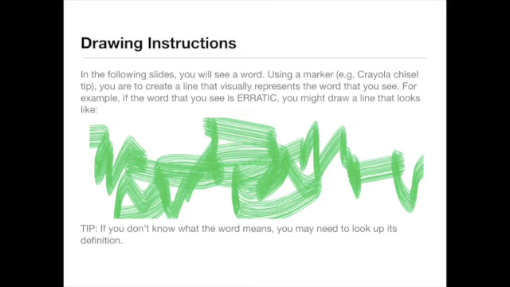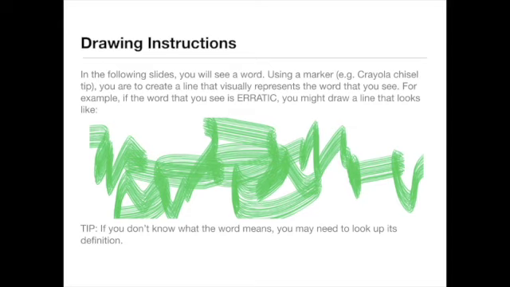Okay, so for example, if I were to use the word erratic, I might generate a line that kind of looks like this, right? Erratic means it's kind of all over the place. There's no clear sense of direction, changes in an unpredictable and unanticipated way. Right? So if you don't know what a word means, you want to be thinking about a strategy in order to kind of fill in that gap. So the simplest thing to do would be to pause the video and look up the definition of the word in the dictionary, or using an online dictionary as well. This would be another option.